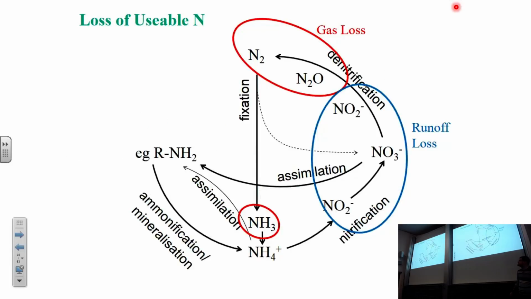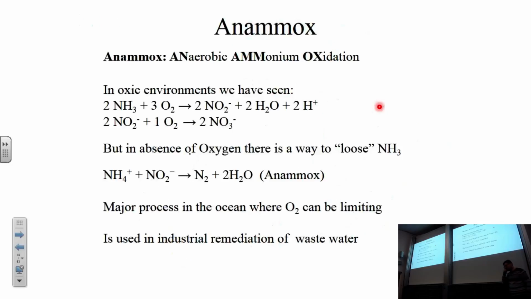Okay, so this is just quickly looking at these loss terms. We can lose nitrogen from the system by it being in a gaseous phase, and then it escapes up into the atmosphere. Or we can make it into a soluble phase, and it can run off into the ocean. There's also this additional process, which I guess was only discovered in the last 20 years or so, called anammox, which is the anaerobic oxidation of ammonia, or anaerobic ammonium oxidation.